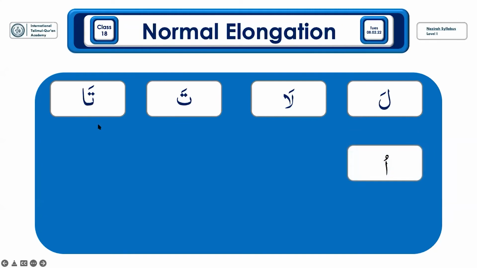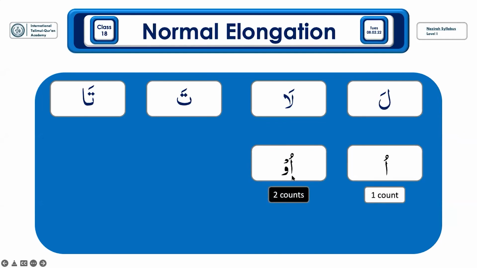In the same way, there is a letter alif carrying dhamma. How long will you prolong it? Only for 1 count. This will sound like oo. And over here you can see there is a madmoom alif followed by a waw sakin. This one becomes a waw madda. How long will you prolong it? It will be prolonged for 2 counts. This will be read as ooh.